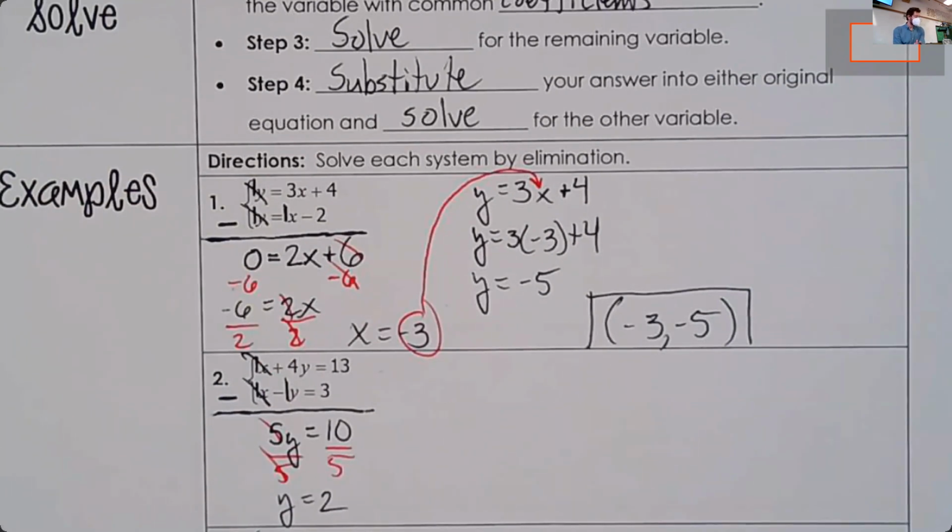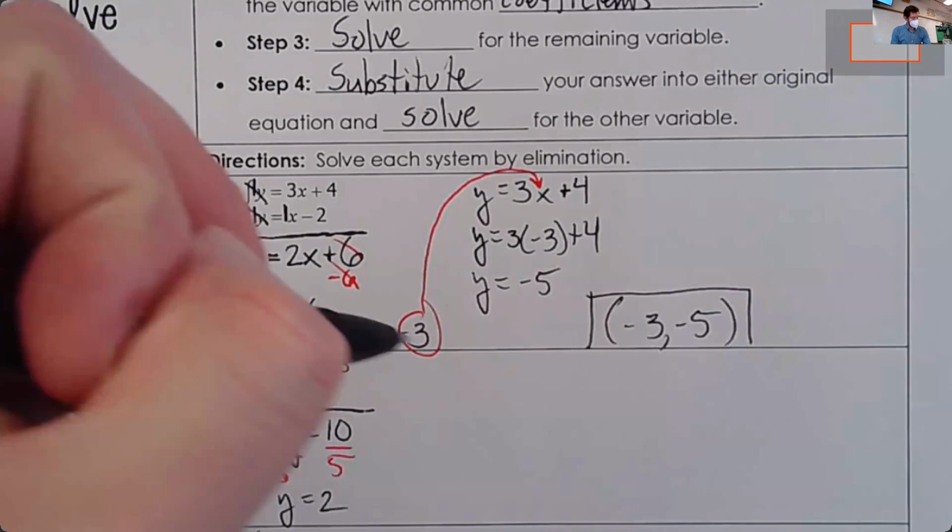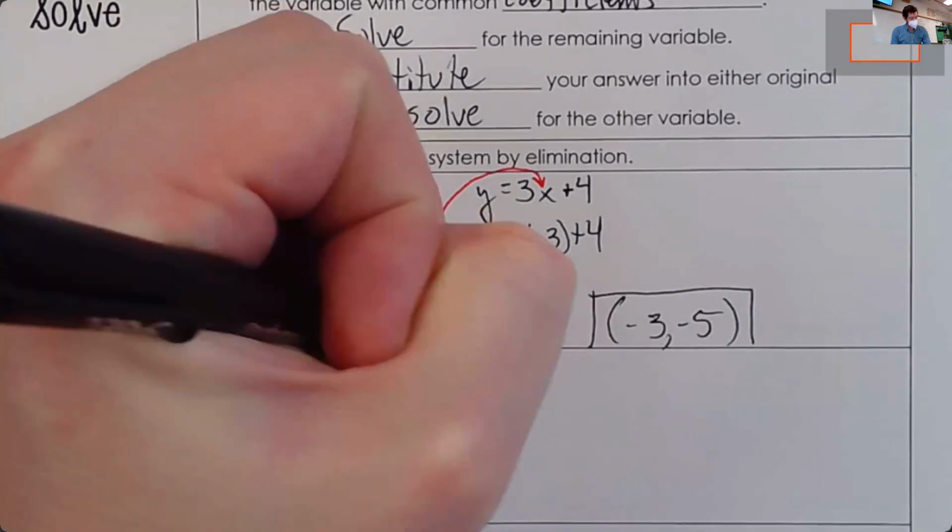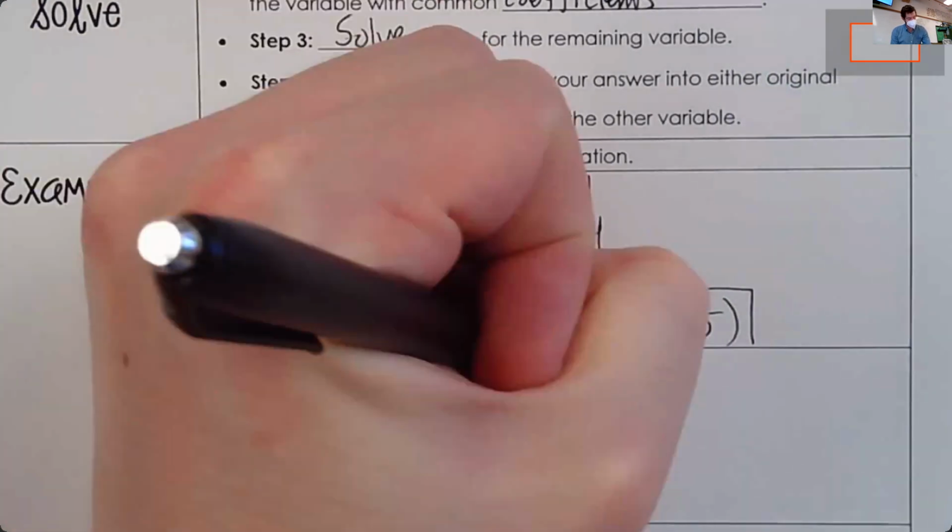So we got one of our 2 variables. Y equals 2. Now we have to solve for x. And we're going to plug in the value of y, 2, back into one of the 2 original equations. So 1 or 2? 1. Okay. First equation then. This will be x plus 4y. So we're plugging into the first one. X plus 4y equals 13.